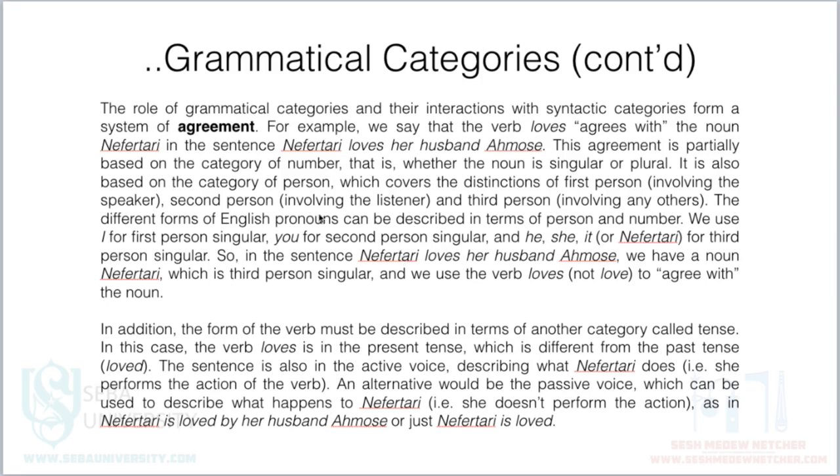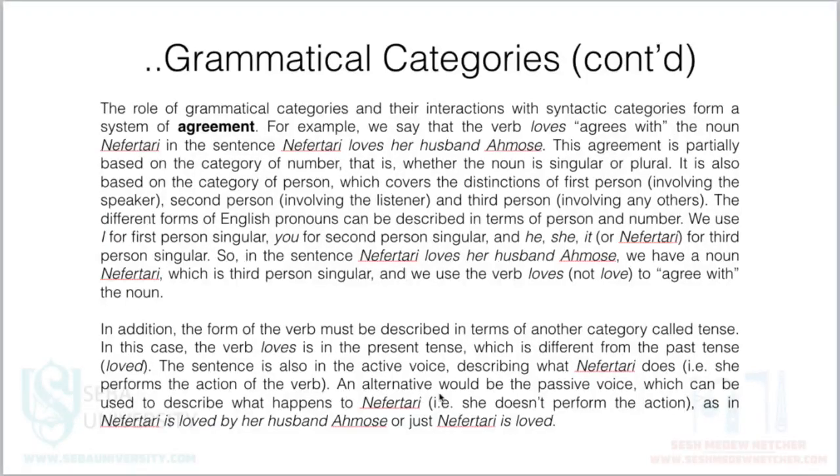Now, in addition, the form of the verb must be described in terms of another category called tense. In this case, the verb loves is in the present tense, which is different from the past tense loved. The sentence is also in the active voice. Remember, voice is another category. So the sentence is in the active voice describing what Nefertari does. That is, she performs the action of the verb.